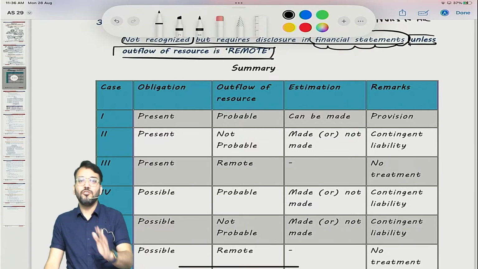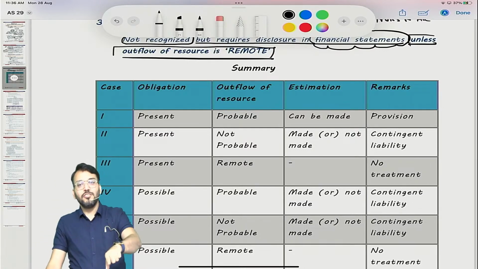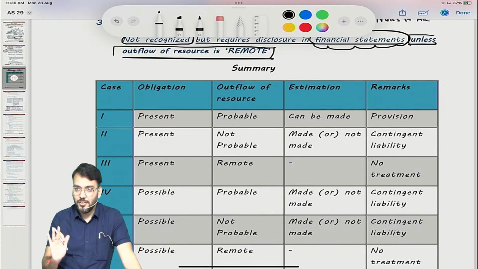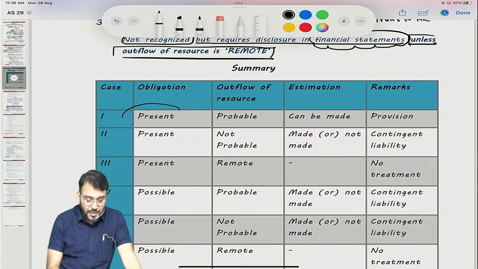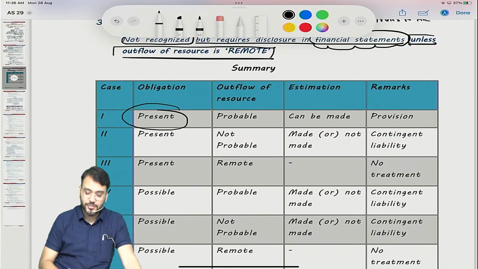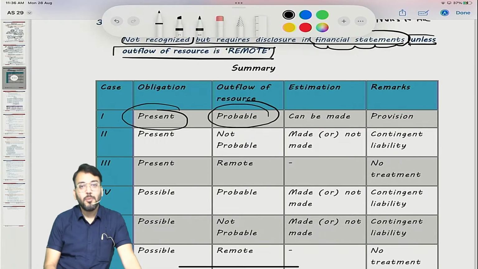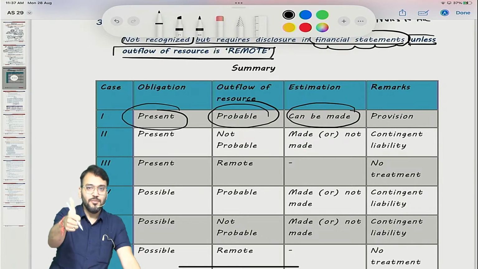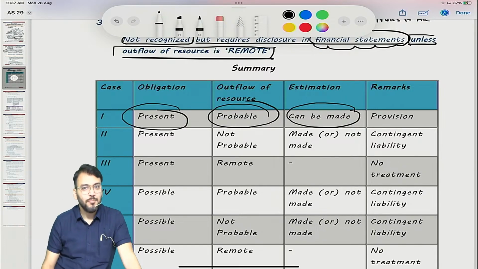I will ask you some questions. You need to say provision, contingent liability, or no treatment. Okay? Hide. Don't look. First, the obligation is present. Present obligation. Outflow of resources is probable. An estimation can be made. Is it a provision, contingent liability, or no treatment? Provision, first easy. Provision, all three conditions satisfied. Correct?